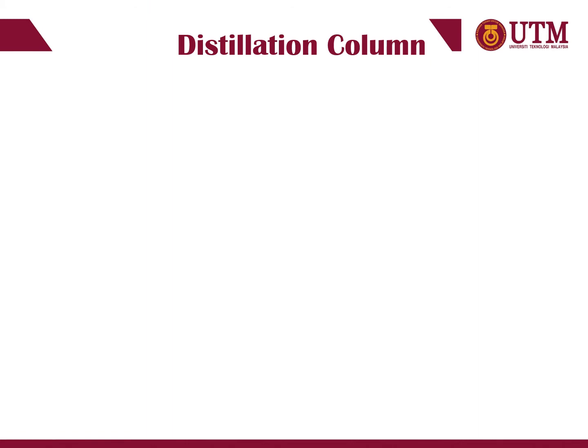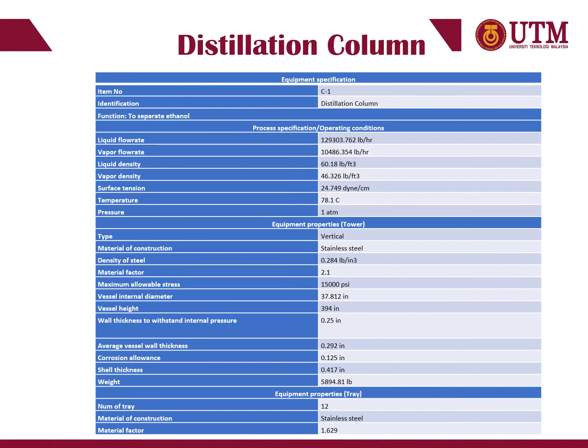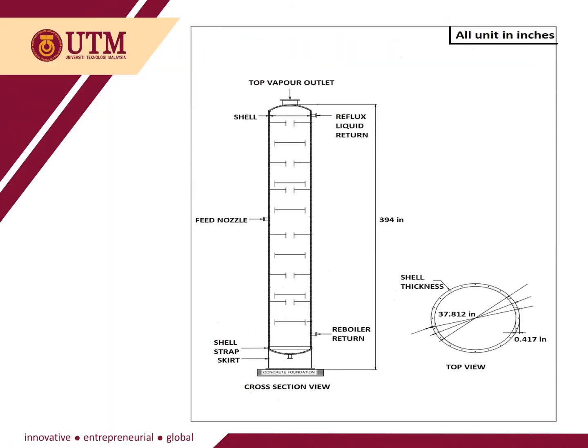There are two major equipment that we have drawn according to the sizing. The first one is the distillation column. This is the specific sizing that we got from the sizing and costing. This is the front view and the top view of the distillation column. The shell thickness that we got for the distillation column is 0.417 inches and the diameter is 37.81 inches, and all units for this equipment are in inches.